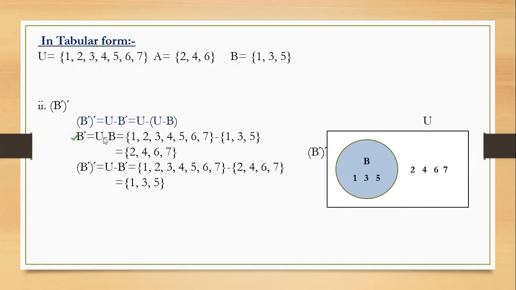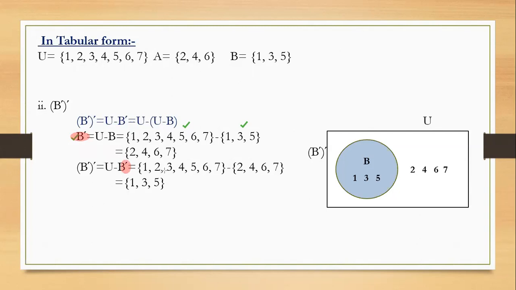B dash means U minus B. Copy down set U, copy down set B, cut the common elements. After cutting the common elements, you get the answer 2, 4, 6, 7. So B dash gives you the answer 2, 4, 6, 7. Now put this answer over here. B double dash is equal to U minus B dash. We have already solved B dash, so just put this answer over here.